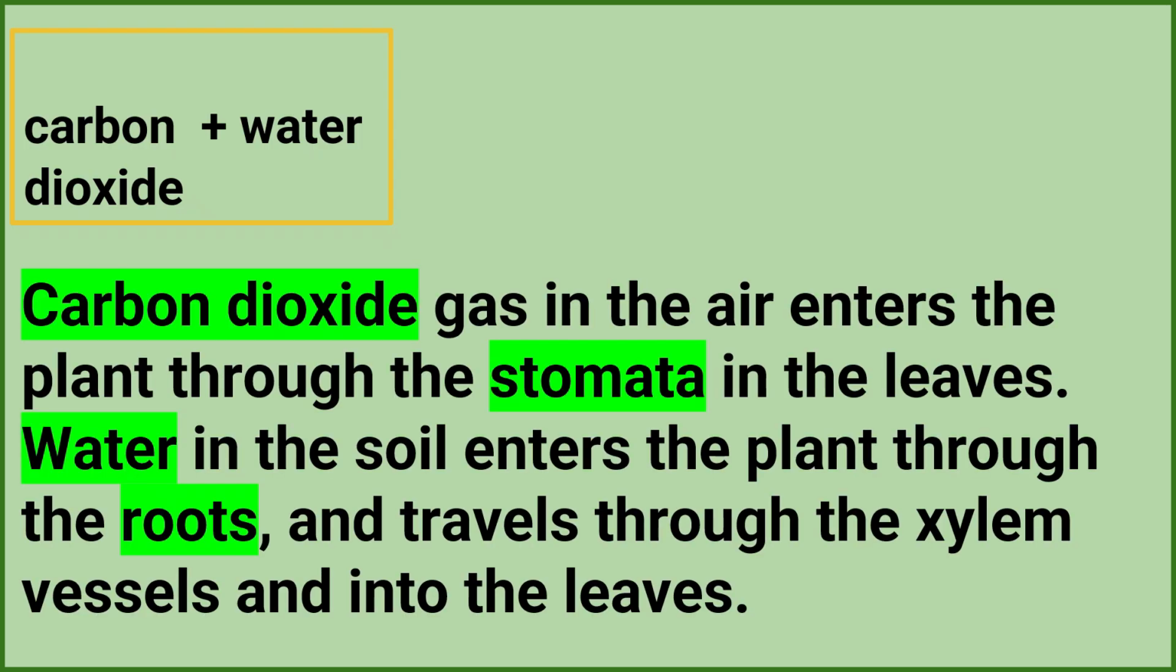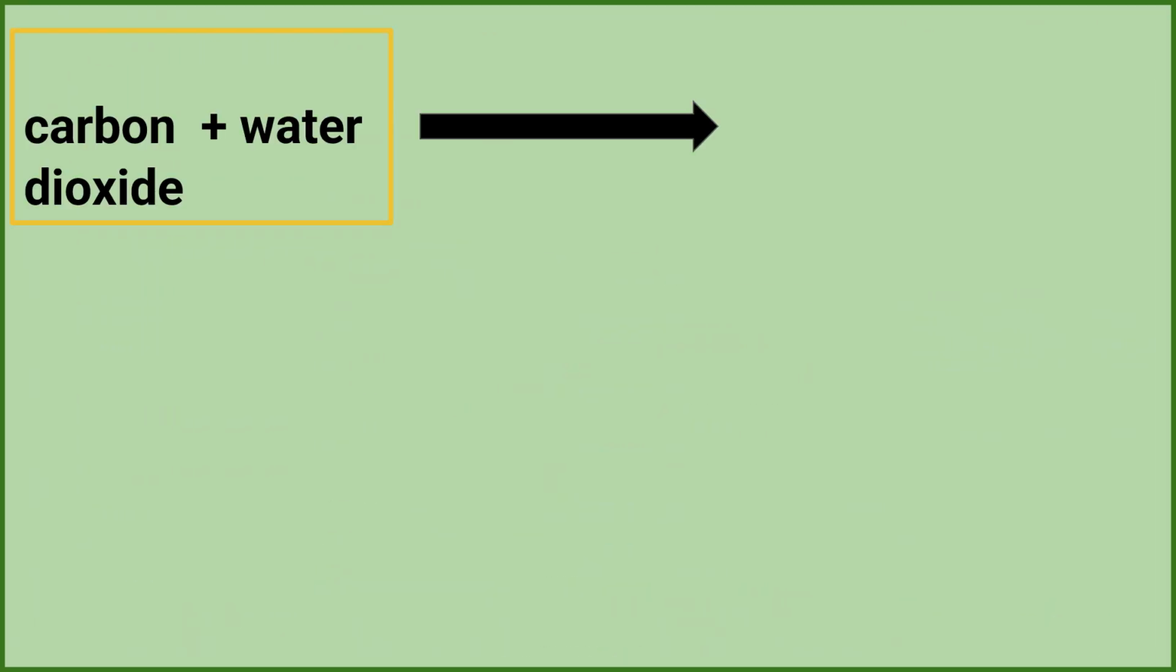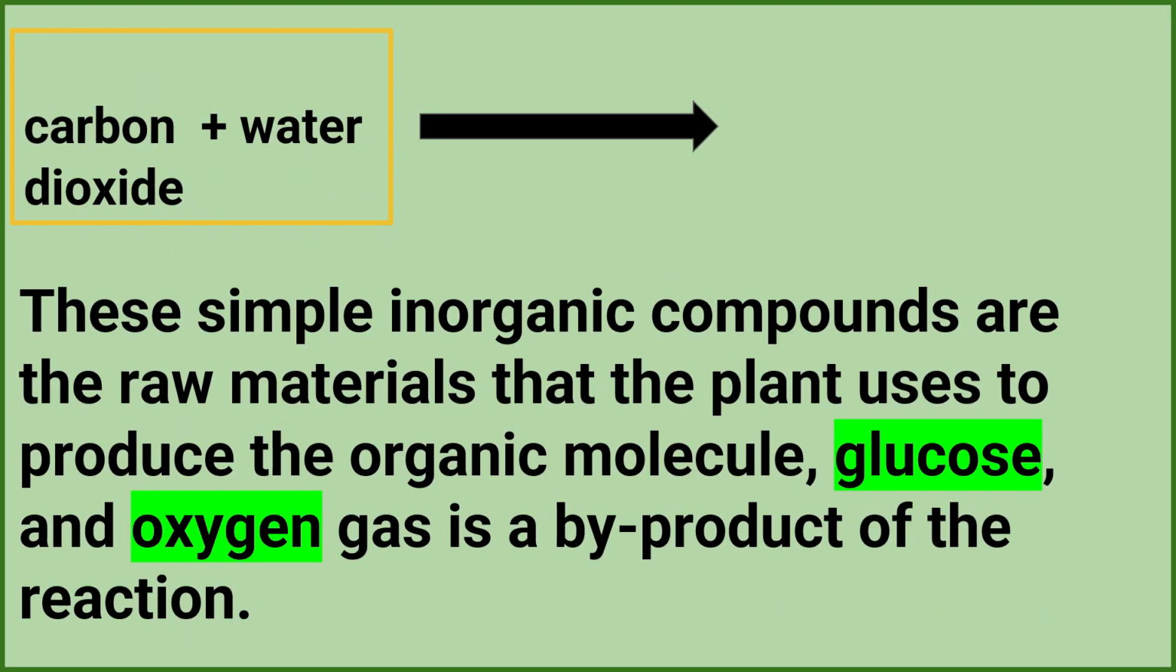Carbon dioxide gas in the air enters the plant through the stomata in the leaves. Water in the soil enters the plant through the roots and travels through the xylem vessels and into the leaves. These simple inorganic compounds are the raw materials that the plant uses to produce the organic molecule glucose, and oxygen gas is a byproduct of the reaction.